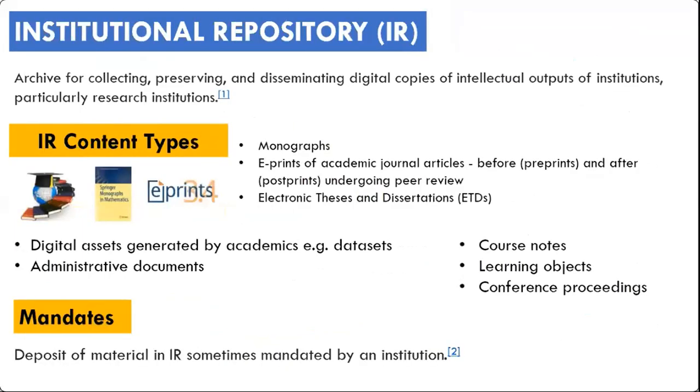So institutional repositories are archives for collecting, preserving, and disseminating digital copies of intellectual outputs of institutions, particularly research institutions, where universities are included. And there are different content types, as my colleague mentioned. We have monographs, we have preprints and postprints of academic journal articles, that is before and after undergoing peer review. We have electronic theses and dissertations, digital assets generated by academics, e.g. data sets. We can also have administrative documents, course notes, learning objects, and conference proceedings. And the content is sometimes mandated by the institutions, like the universities themselves.